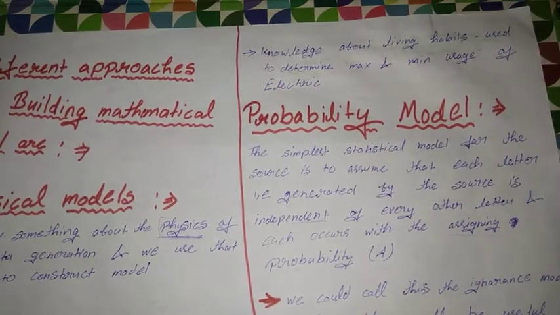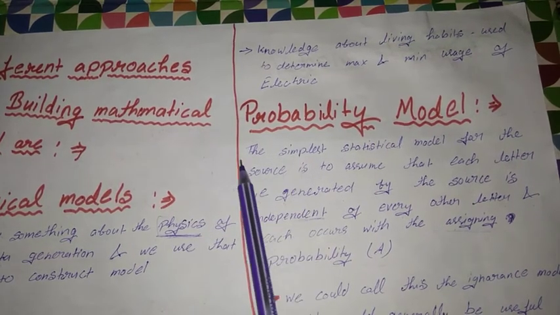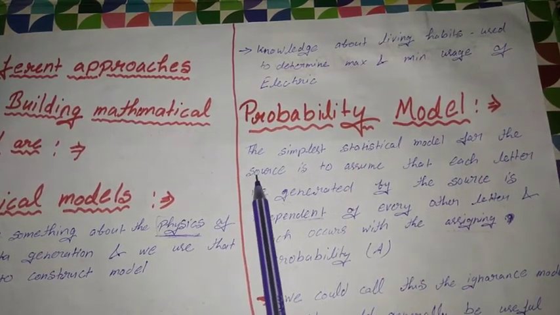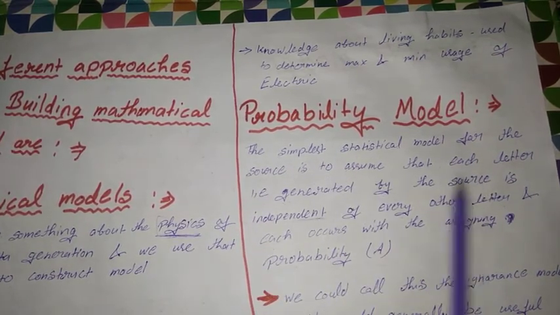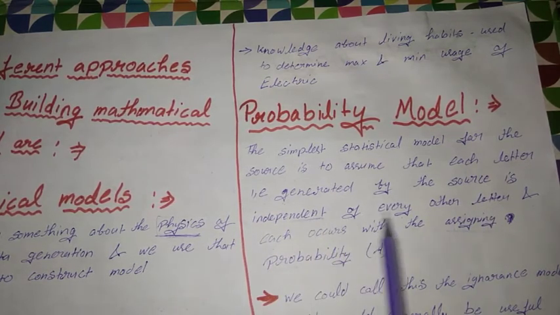Next model is the probabilistic model. Then what is a probabilistic model? First read the statement: the simple statistical model for the source assumes that each letter generated by the source is independent of every other letter, and each occurs with an assigned probability P(a).